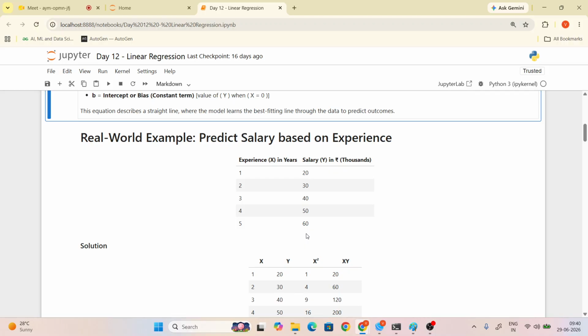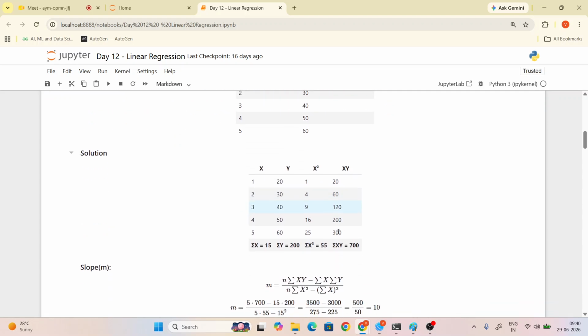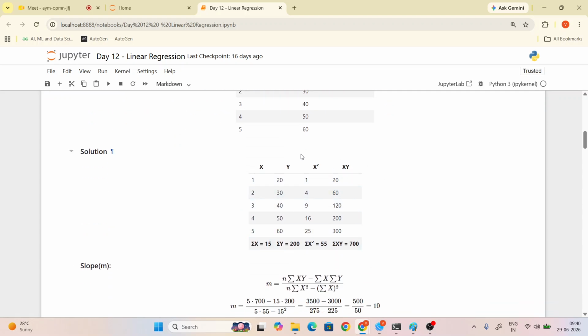Just predict it, guys. If you have 6 years of experience, the salary is 70,000. Yes, right. Okay, you don't need to memorize these concepts.